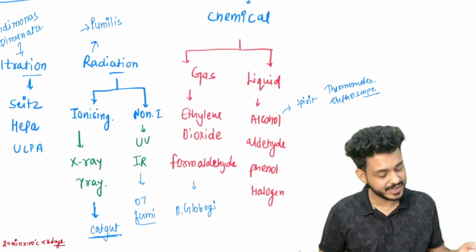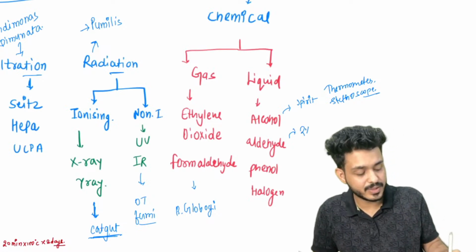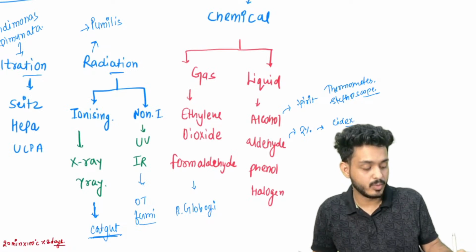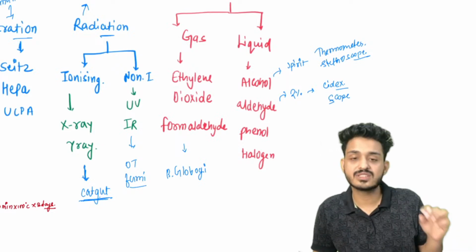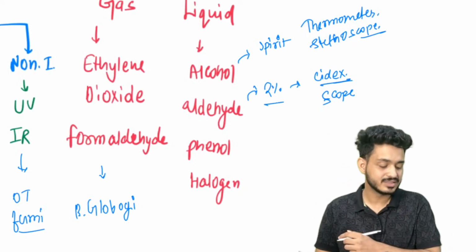Okay, aldehyde, we are having formaldehyde. We are having 2% glutaraldehyde in the market, coming with the name of Cidex. Most of the scopes that we are using, like laryngoscope, most of the scopes are cleaned with the help of this 2% glutaraldehyde, that is your Cidex.